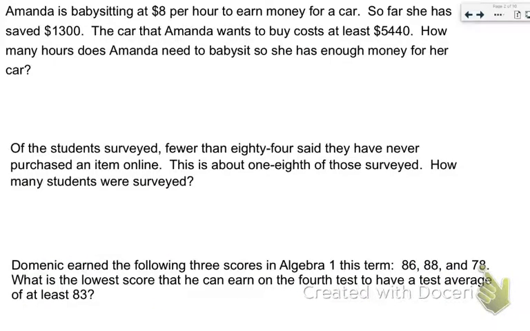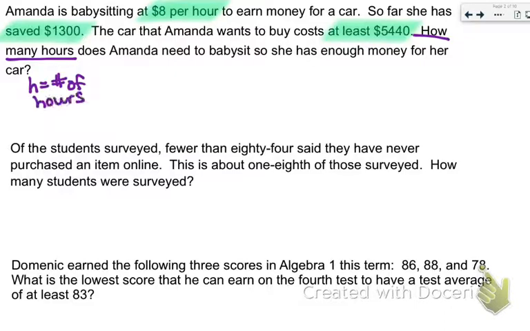Next, we've got Amanda babysitting at $8 per hour to earn money for a car. She already has saved $1,300. She wants to buy a car that's at least $5,440. So when we look at this, we have a budget. There's a couple important things: $8 per hour, she already has $1,300, and she needs at least $5,440 for that car. The question asks how many hours. So that's our variable, and I'll use H for the number of hours.